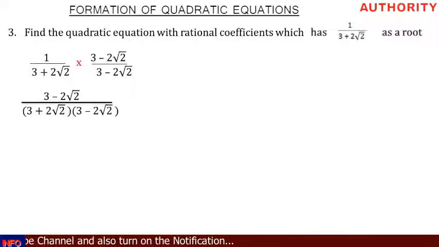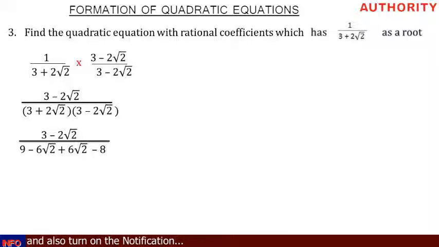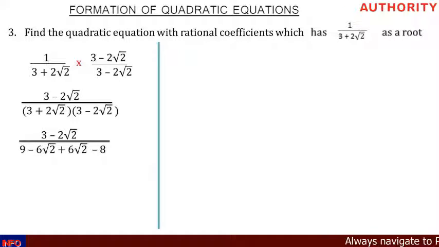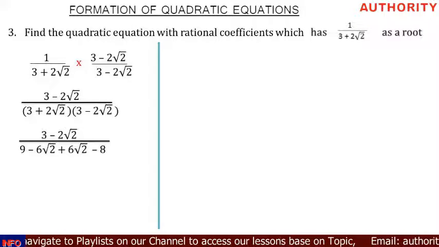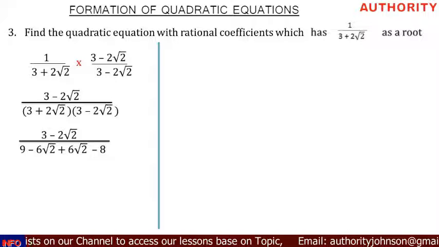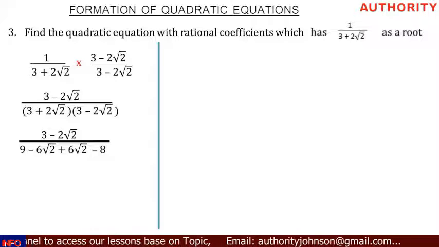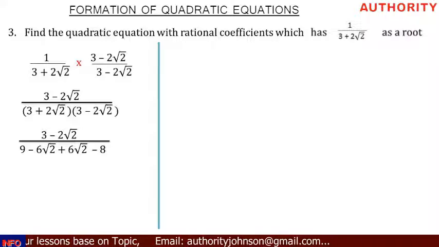Now let's multiply the denominator properly. We're going to say 3 times 3 in the next bracket is going to give us 9. And then 3 times minus 2 root 2 in the next bracket is going to give us minus 6 root 2. And then plus 2 root 2 in the first bracket multiplied by 3 in the next bracket is going to give us plus 6 root 2. And then plus 2 root 2 multiplied by minus 2 root 2 in the next bracket is going to give us minus 8.